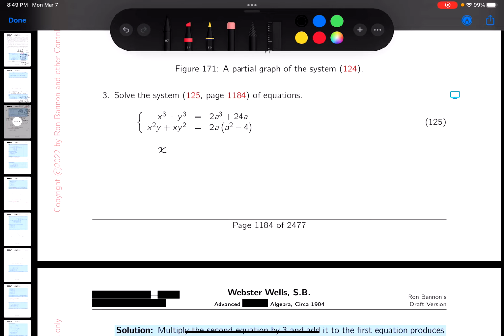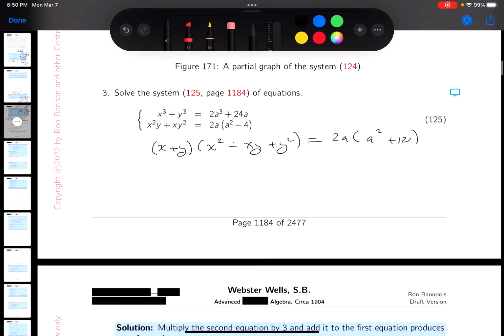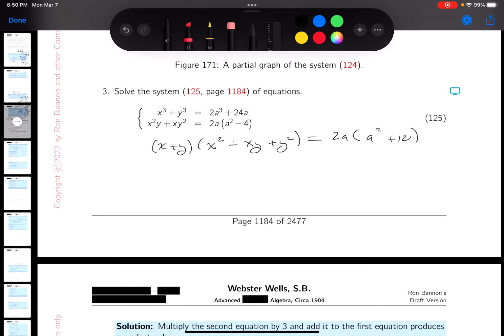And what would you get? You get x plus y. It's a sum of cubes, right? You get x squared minus xy plus y squared. And I'd even factor the other side too, because it's easy to factor, right? What do you get? 2a, and then you get a squared plus 12. All right? And then I'd factor the other guy, and that's xy. And we left off there, x plus y.